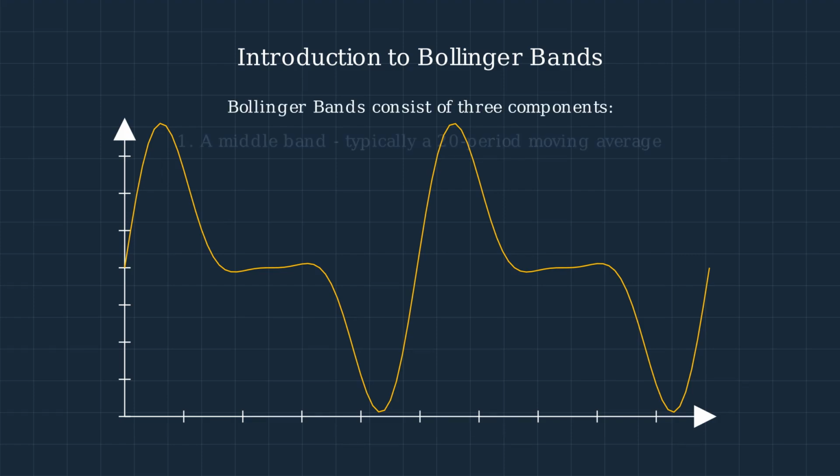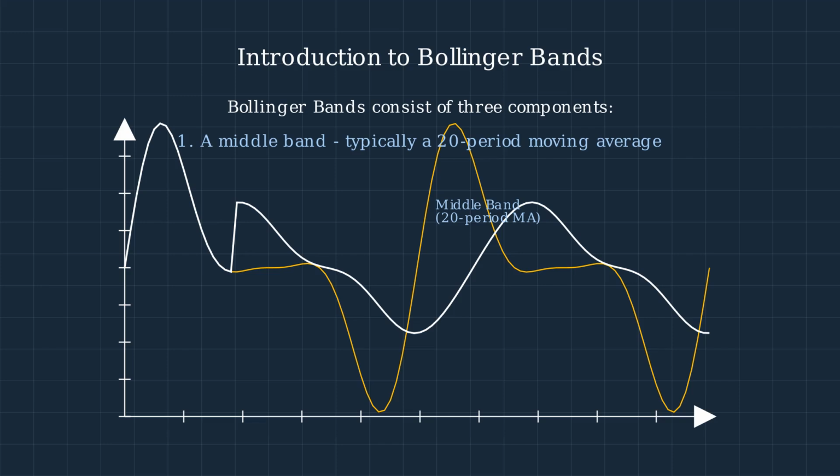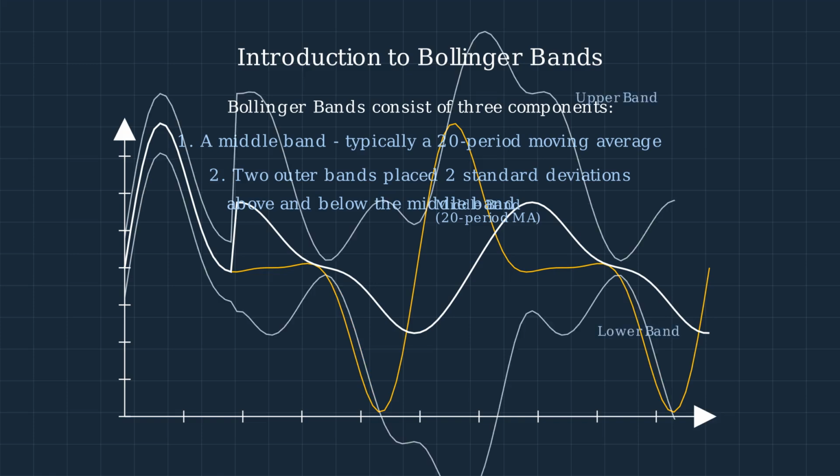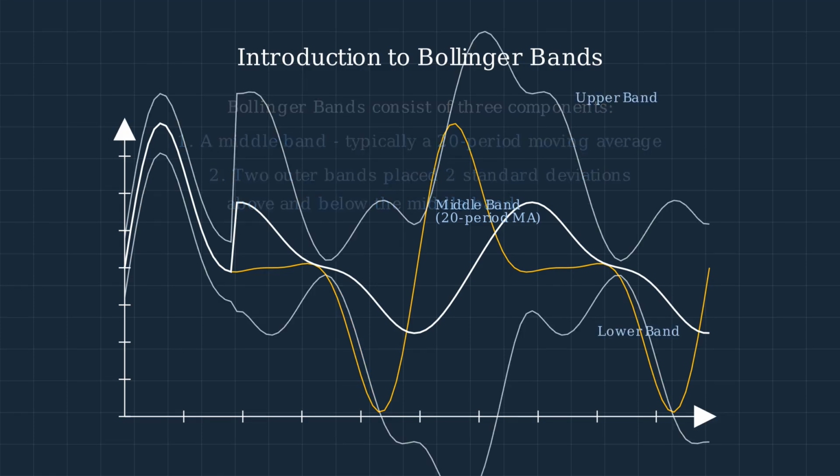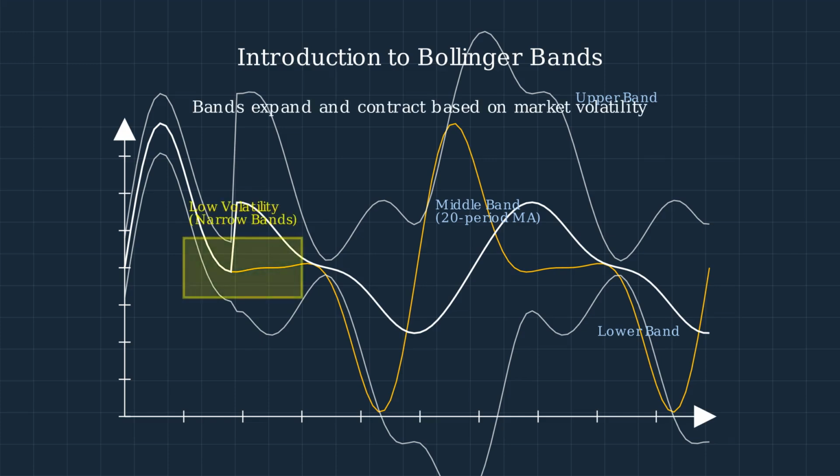Bollinger Bands consist of three components. First, a middle band, which is typically a 20-period moving average of the price. Second, two outer bands placed two standard deviations above and below the middle band. These bands expand and contract based on market volatility, making them dynamic and responsive to changing market conditions.